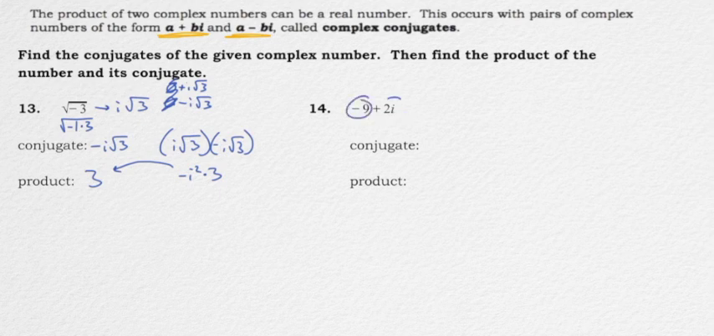Number 14 is a little bit more of a standard looking problem because this is a complex number in standard form. We have a real part and an imaginary part. All I'm going to change for the complex conjugate is the middle sign. So it's still going to be negative 9, but minus 2i instead. So now I'm going to multiply these together, and I'm going to use the box to do that.